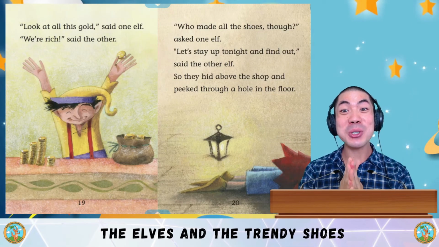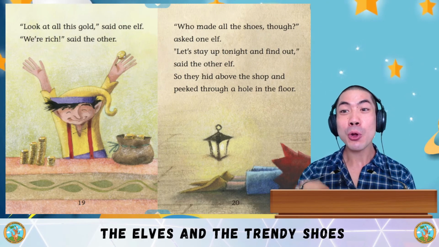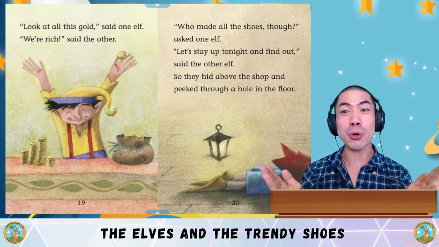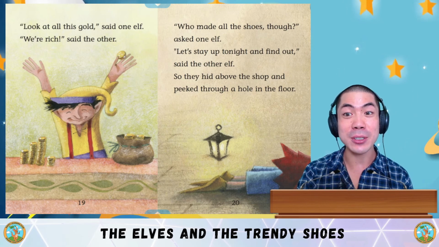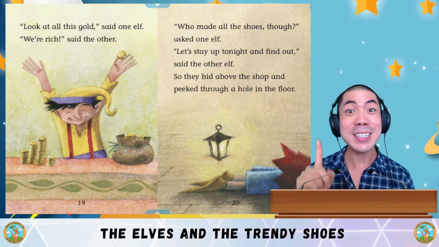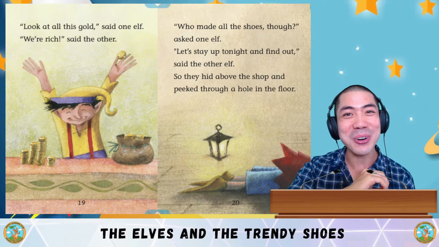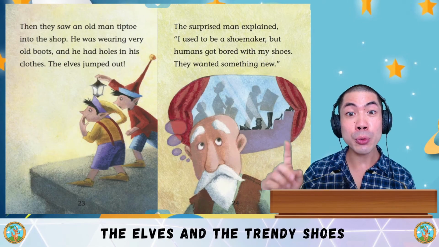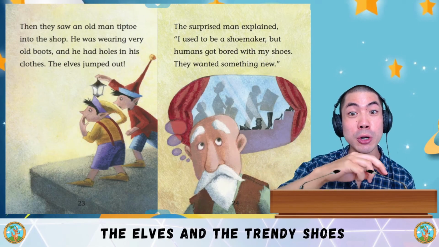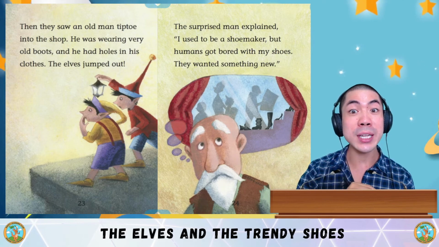"Look at all this gold," said one elf. "We're rich," said the other. "Who made all the shoes though?" said one elf. "Let's stay up tonight and find out," said the other elf. So they hid above the shop and peeked through the hole in the floor. "Ooh, who's this old man?" Then they saw an old man tiptoe into the shop. He was wearing very old boots and he had holes in his clothes.